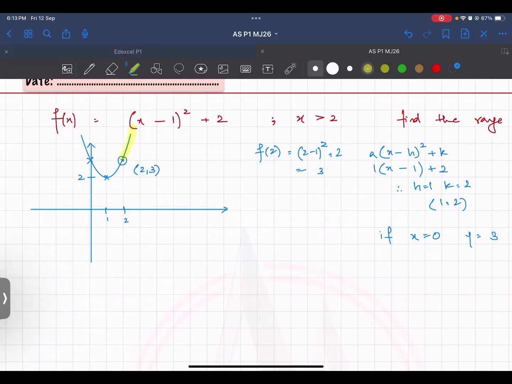So as you are going to the right side of this 2, your curve is going up. And from what value of y is it going up? 3. Yes. So this function range would become f(x) is greater than 3. And because 2 was not included, that's why 3 is also not included.